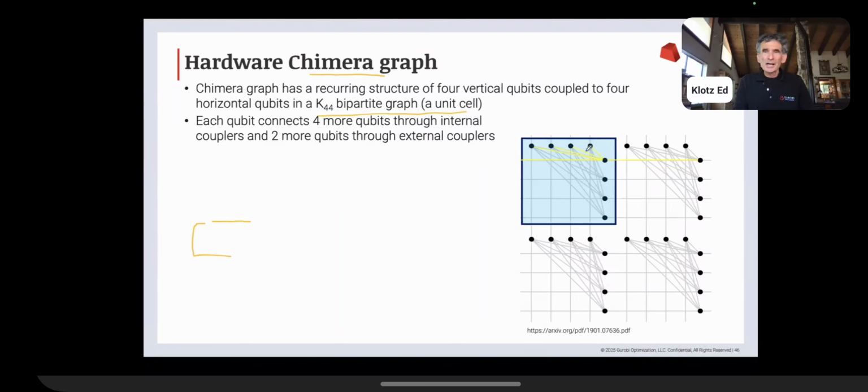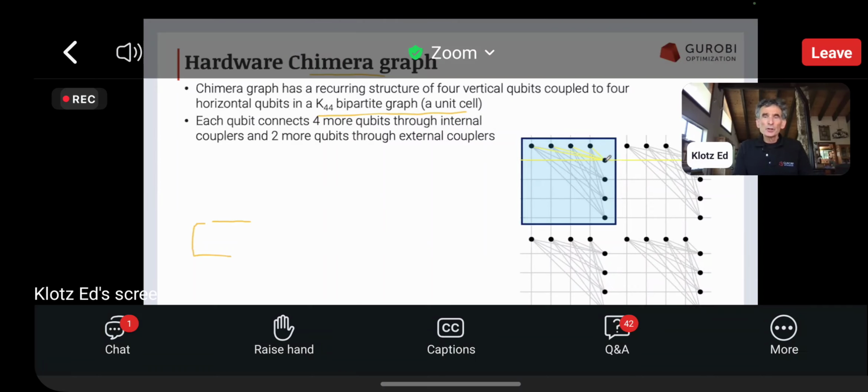So each unit cell has the four connections for each node that is a qubit to the four elements of the bipartite complete graph. So we see bipartite complete graphs here in each unit cell, and we have those connections. And then we'll talk a bit more about that subsequently. There also are some connections between the unit cells that we can exploit as well.